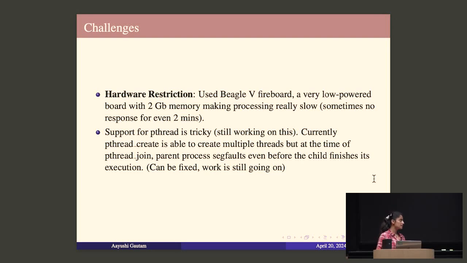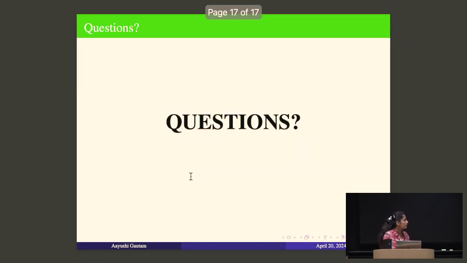Finally, support for pthreads is a little tricky. We are currently working on this. Currently, pthread create is able to create multiple threads. It is working, but at the time of join, the parent process seg faults even before the child finishes execution. This can be fixed. Work is still going on, so hopefully we would be able to run multi-threaded programs also using DMTCP on RISC-V. So yeah, that's it. I hope this gives some motivation to port other interesting middlewares to RISC-V and give support on RISC-V. Yeah, that's it.